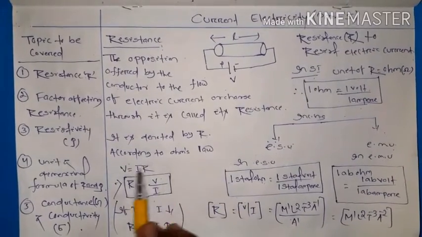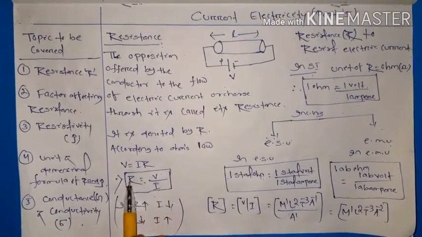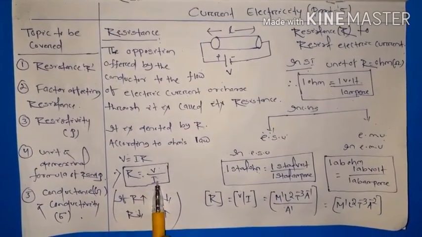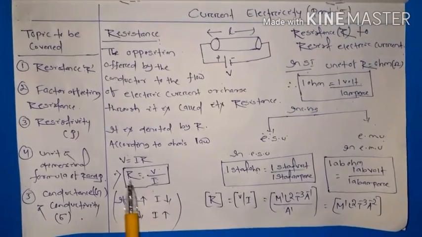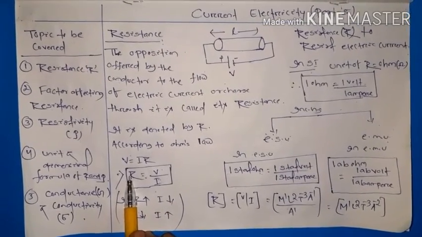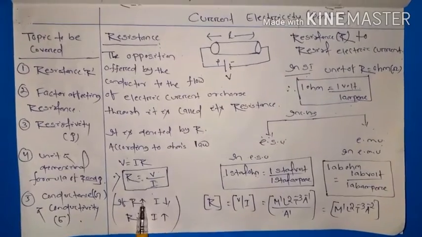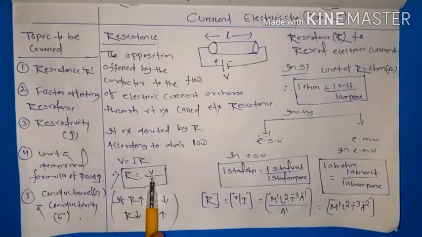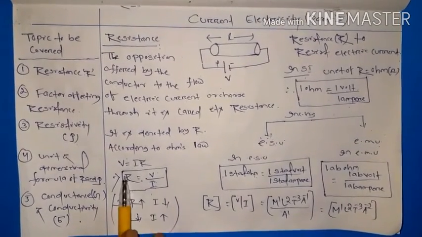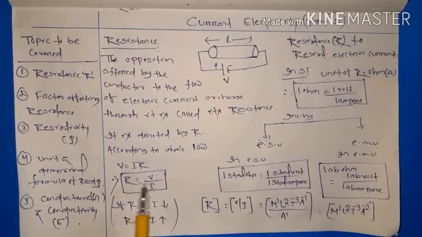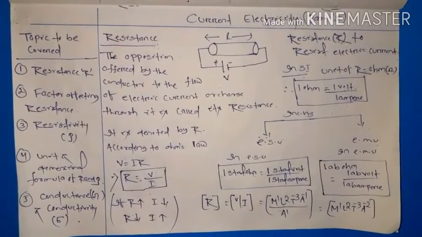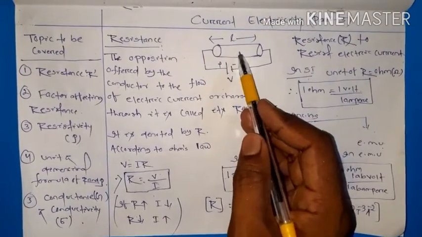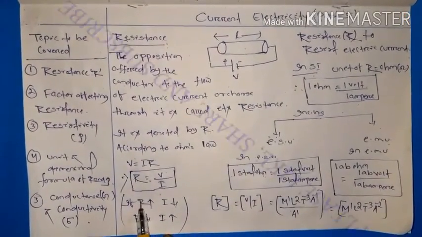According to Ohm's law, V is equal to IR, R is equal to V by I, where V is the applied voltage, I is the current flowing through the conductor, and R is the resistance of the conductor. If R increases, then I decreases. If R decreases, then I increases. Therefore, resistance and current are inversely proportional to each other. So for a conductor, which conducts electric current, its resisting power is low.